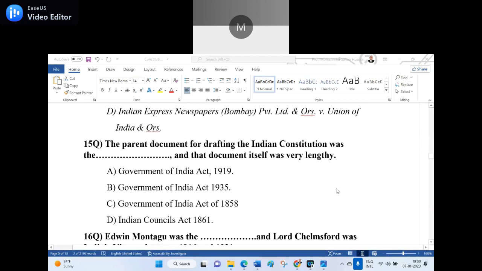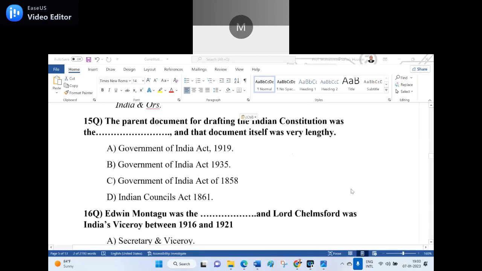The parent document for drafting the Indian Constitution was the dash, and that document itself was very lengthy. A, Government of India Act of 1919. B, Government of India Act of 1935. C, Government of India Act of 1858. D, Indian Councils Act of 1861. Option B, sir, Government of India Act. B is the right answer. It is an easy question.